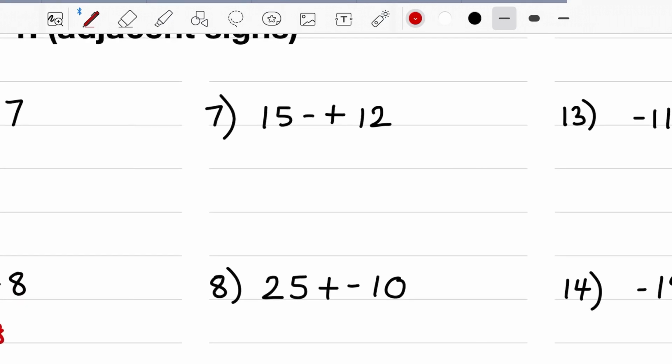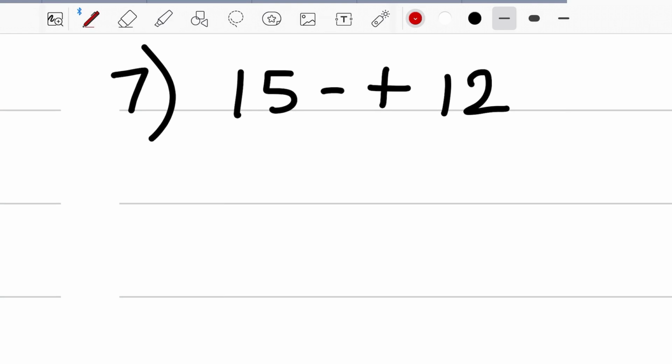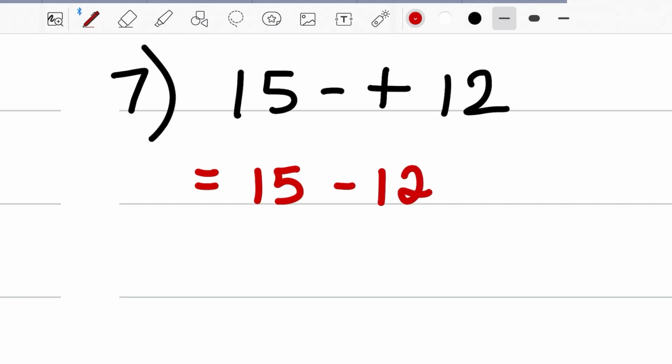All right, now question 7. We have 15 minus plus 12. We have a minus plus in the middle, so that simplifies to a minus sign. 15 minus 12 now evaluates to 3.